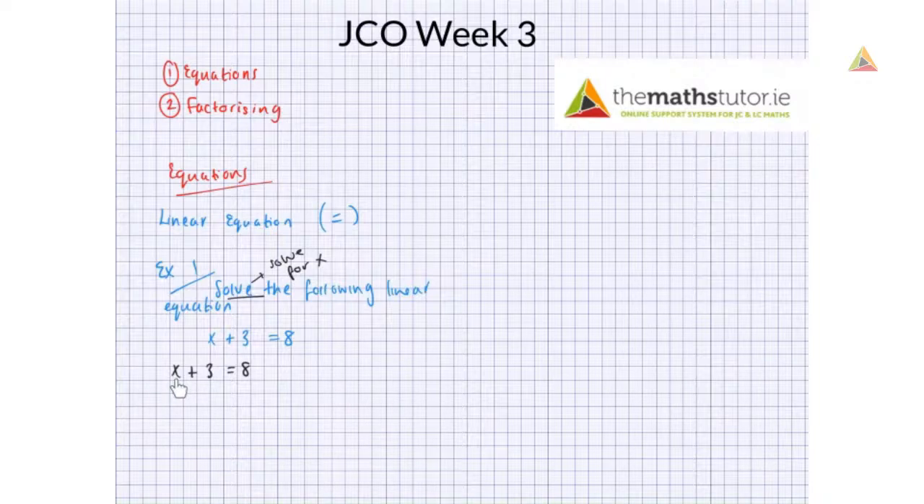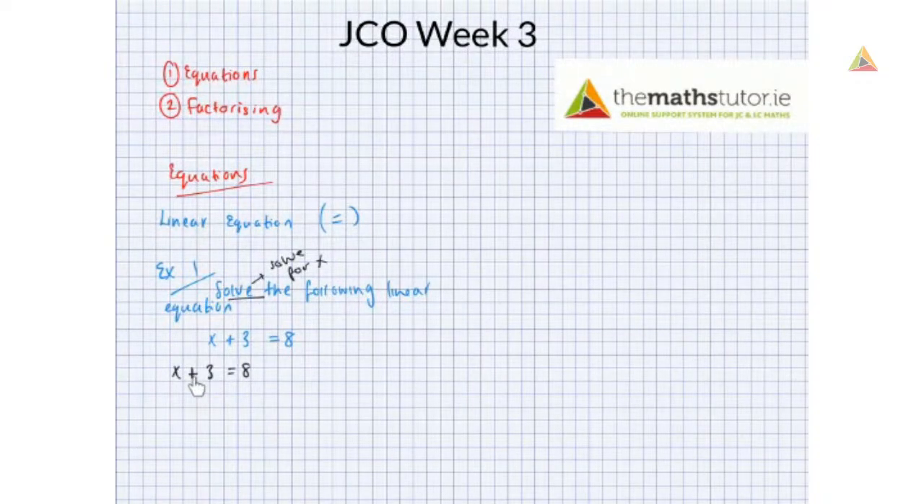How do I get x on its own? Well, you have a plus 3 here. You need to make it a 0. So how would we get rid of 3? We'd take away 3, wouldn't we? So it's going to be x plus 3 minus 3 is equal to, and remember we must do on the right hand side what we do on the left hand side, so it's going to be 8 minus 3. 3 take away 3 is 0, so you're going to be left with x is equal to 8 minus 3 is 5.